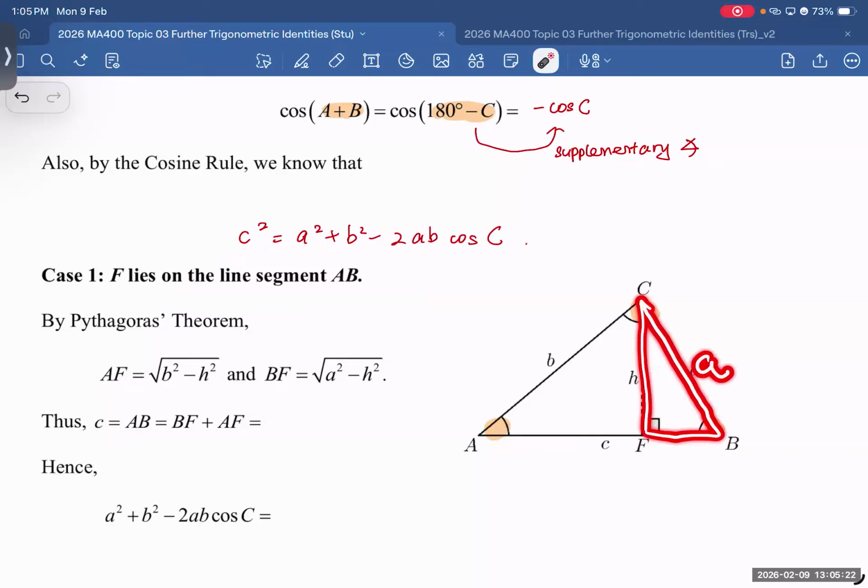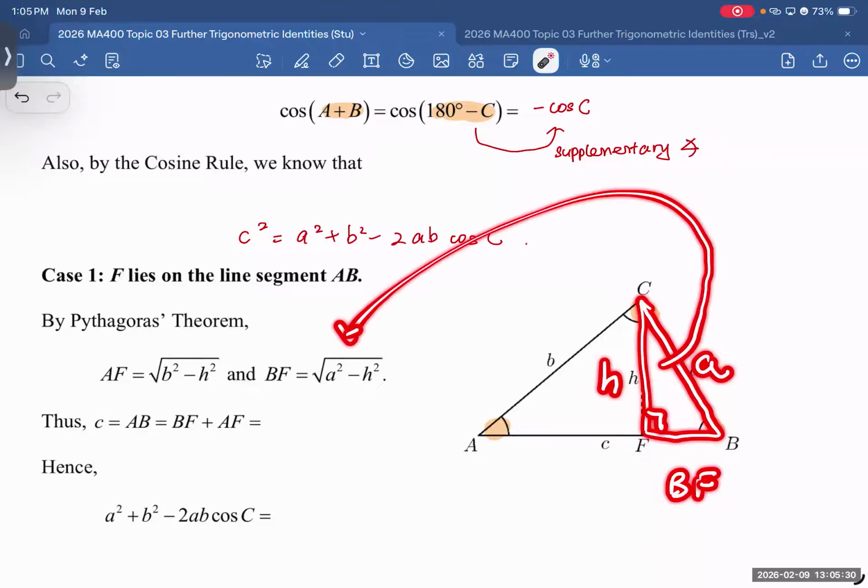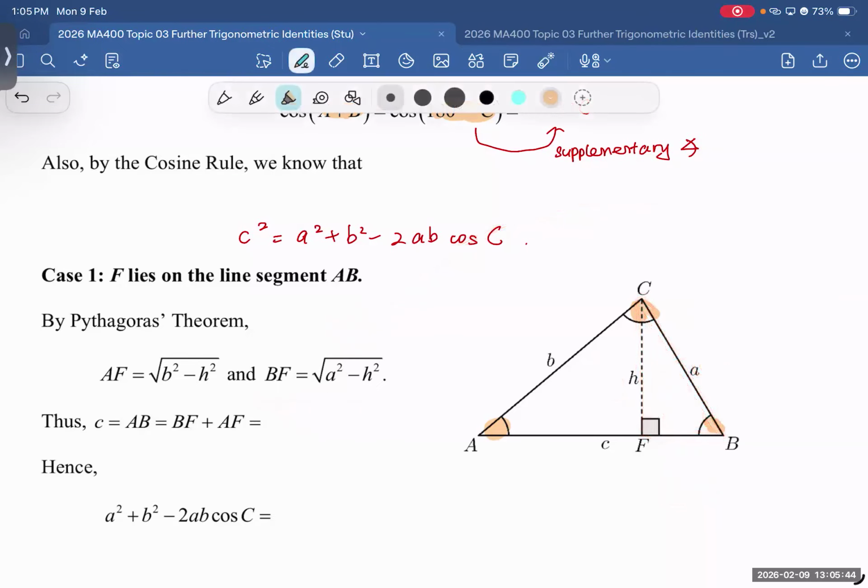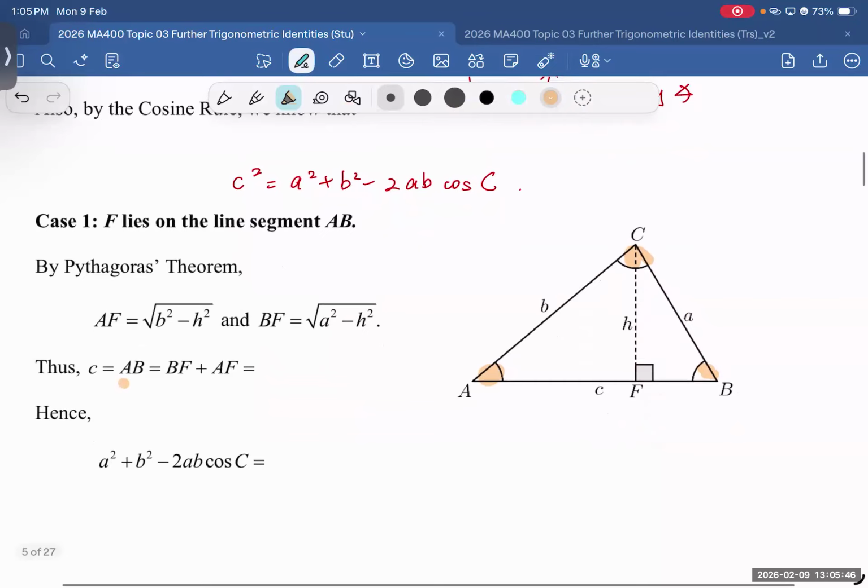Now look at this triangle. This is A, this is H, this is BF. Best friends forever. Looking at this triangle, can I say that BF is the square root of A squared minus H squared? Okay, so AB is BF, best friends forever.